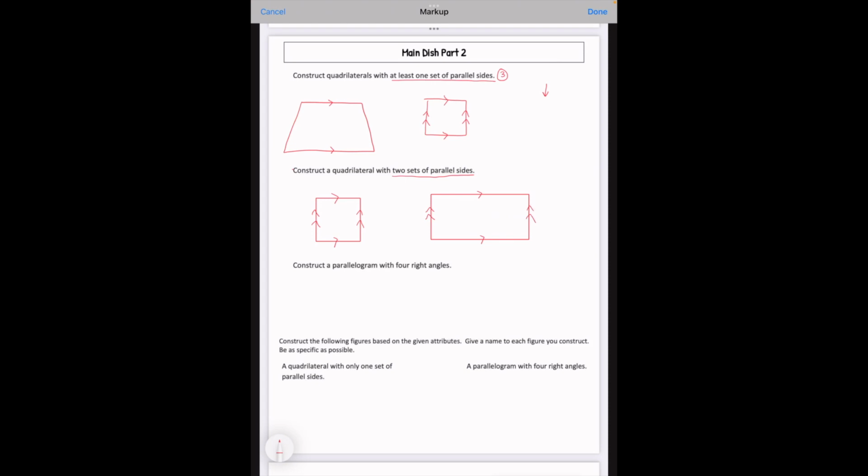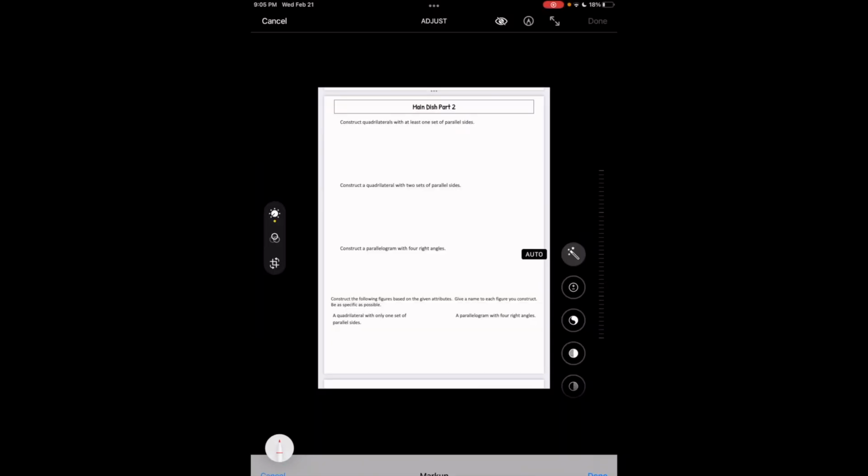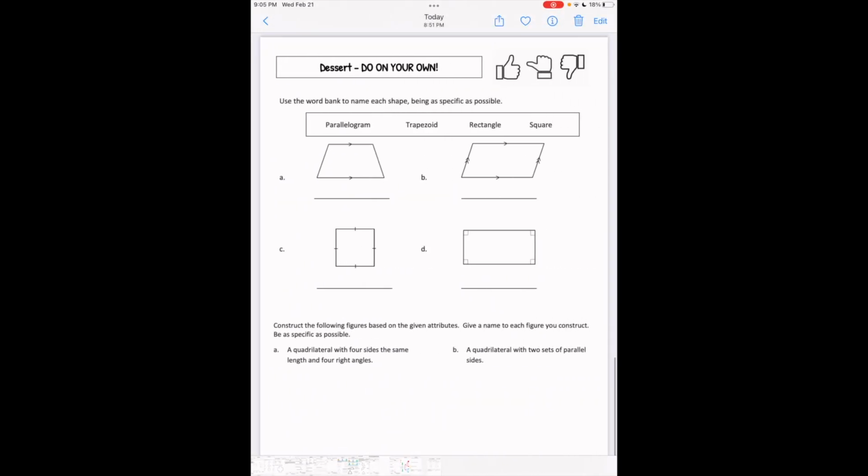Go ahead and you should be able to do these last 3 examples of reading the directions and making the quadrilateral that goes with it. And then your dessert, you are good to get going with that. There's a word bank to help you name some of the shapes, and then again, drawing out based off of the characteristics that are given. Good luck.